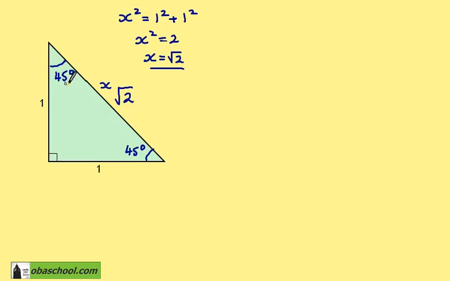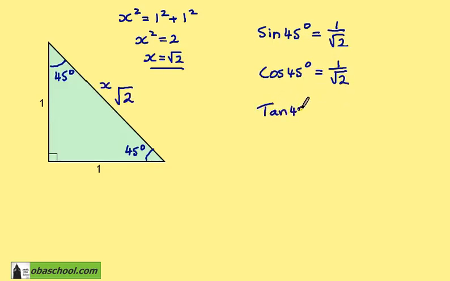If we now consider the sine of 45 degrees. The sine of 45 degrees is the opposite divided by the hypotenuse, which is 1 over root 2. The cosine of 45 degrees is the adjacent over the hypotenuse, which is 1 over root 2. The tangent of 45 degrees is equal to the opposite over the adjacent, which is 1.